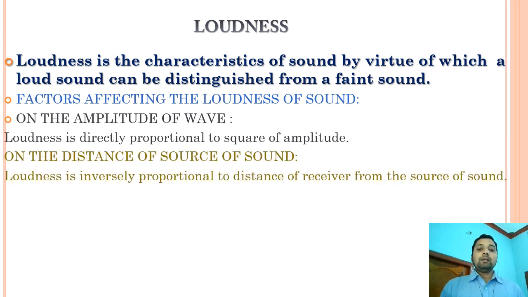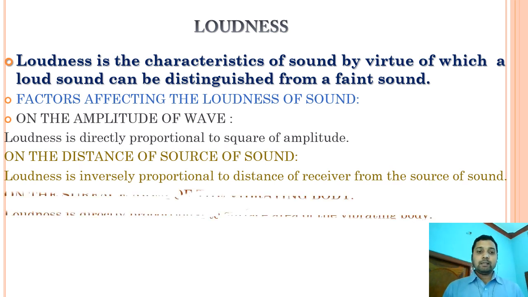Second, it depends upon the distance from the source of the sound. When the receiver who gets the sound and the source which produces the sound are close to each other, the receiver gets a high amount of sound, whereas when the receiver's distance from the source increases, gradually the amount of energy decreases, and the loudness decreases. So loudness is inversely proportional to distance from the source, meaning with the increase in distance, loudness decreases.